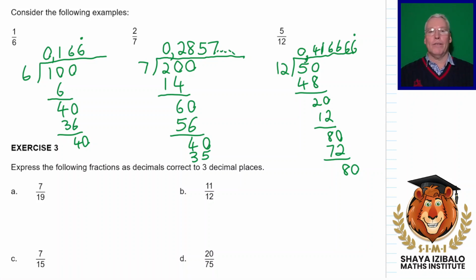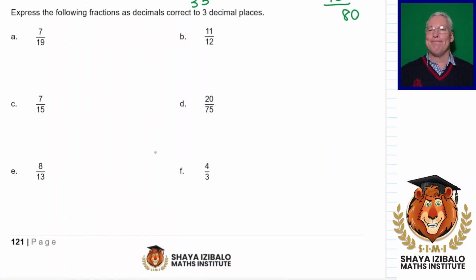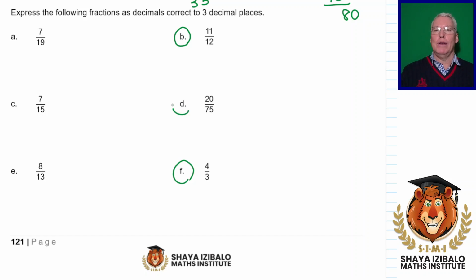Okay, we're going to stop there, and we're going to ask you to do just a few of these. Let's try B and F before we next see you. In fact, you can try D as well. Let's try those 3. We'll give you a hint here: this one actually simplifies before we even start.